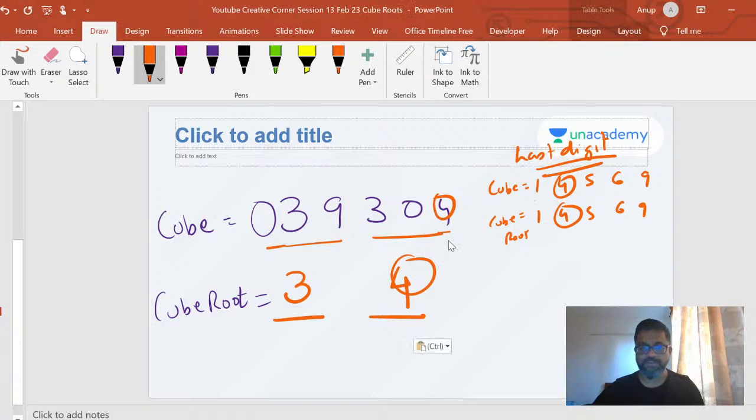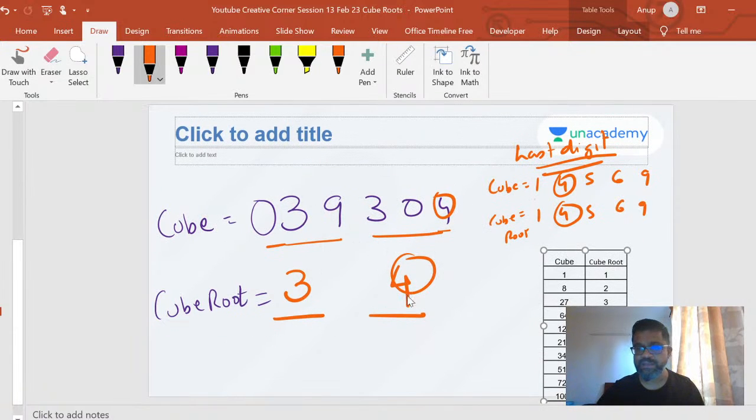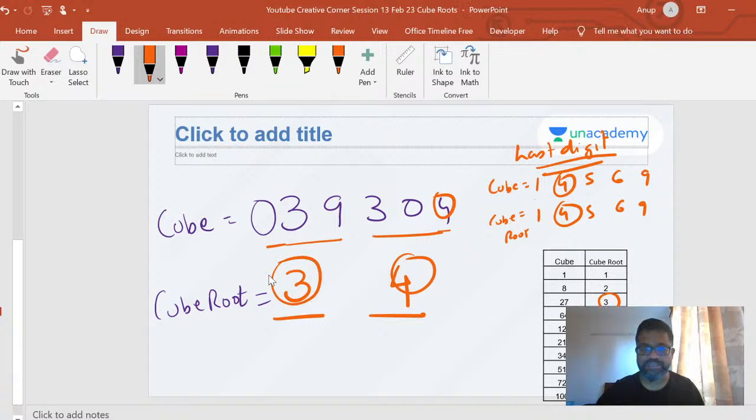Now 39. Where does 39 fall in between? It falls in between 27 and 64, right? So this is 3, and that's how you get it.